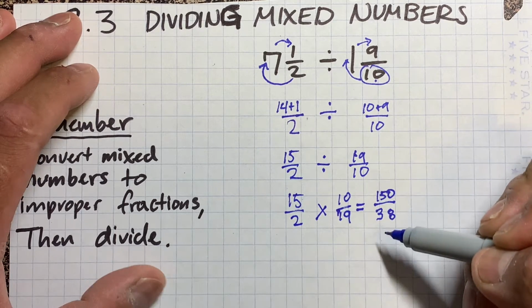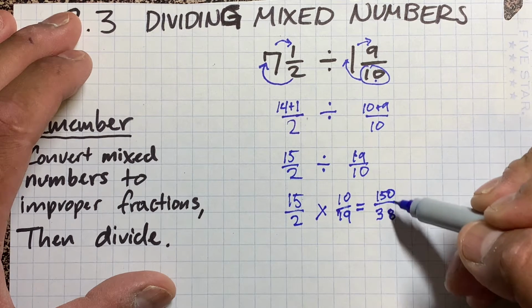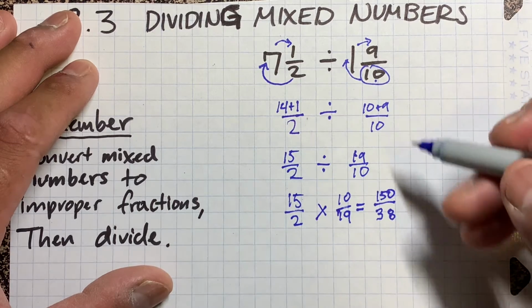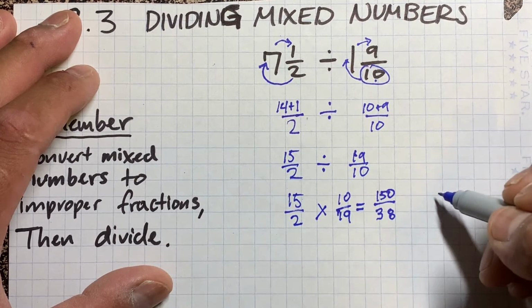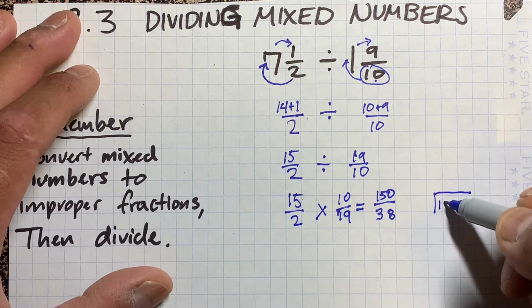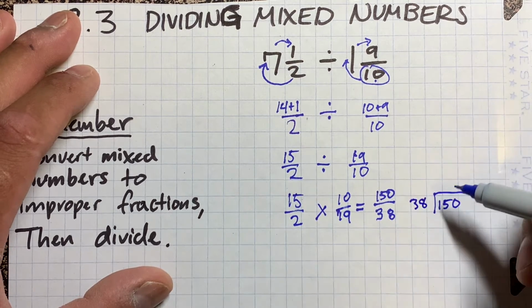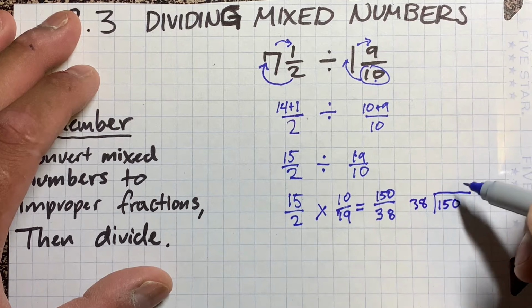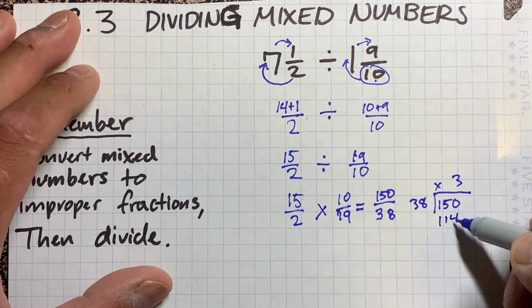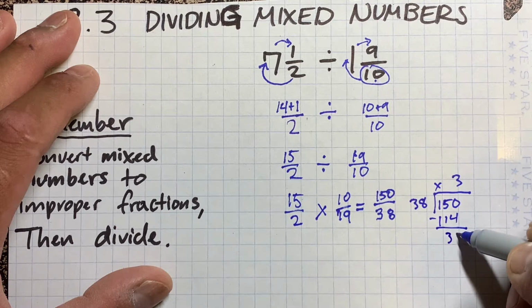When we divide here, we're not actually dividing, but rather we're just reconverting this improper fraction 150 over 38 back into a mixed number. So we're going to write the division bar. Now, your numerator is your dividend, which goes inside the box. Your denominator is your divisor, which goes outside the box. Just a rough estimate, 38 times 3 would be 114. And then, of course, 150 take away 114 would be 36.